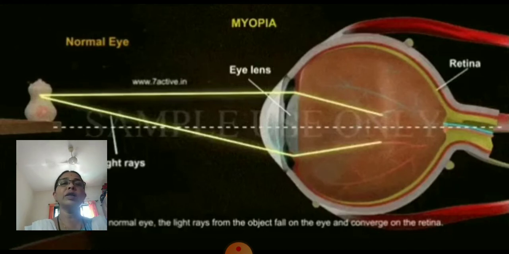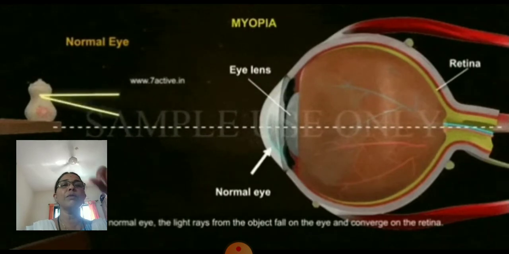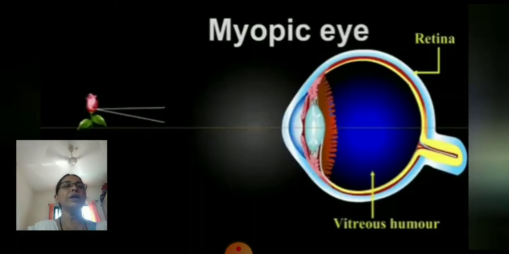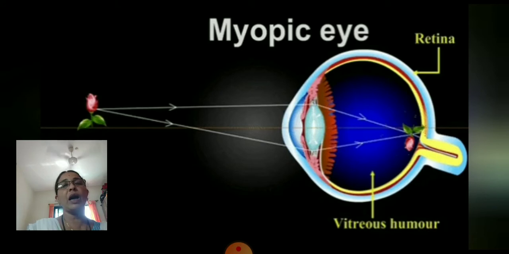So let's see the working of the normal eye. You could see it falls on the retina. The next is the myopic eye. In the myopic eye you will find the image is not formed on the retina, but it is formed in between the vitreous humor and the retina. That is, the image is formed somewhere in between the eyeball. So here you cannot see things clearly.